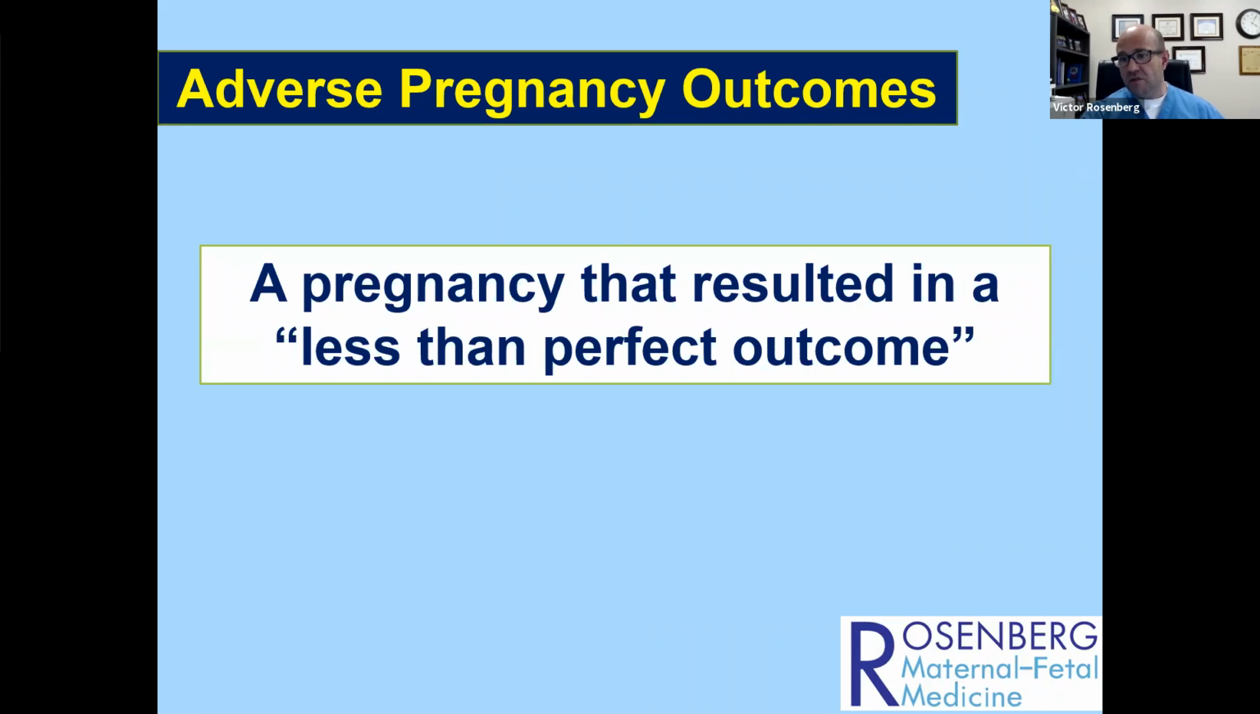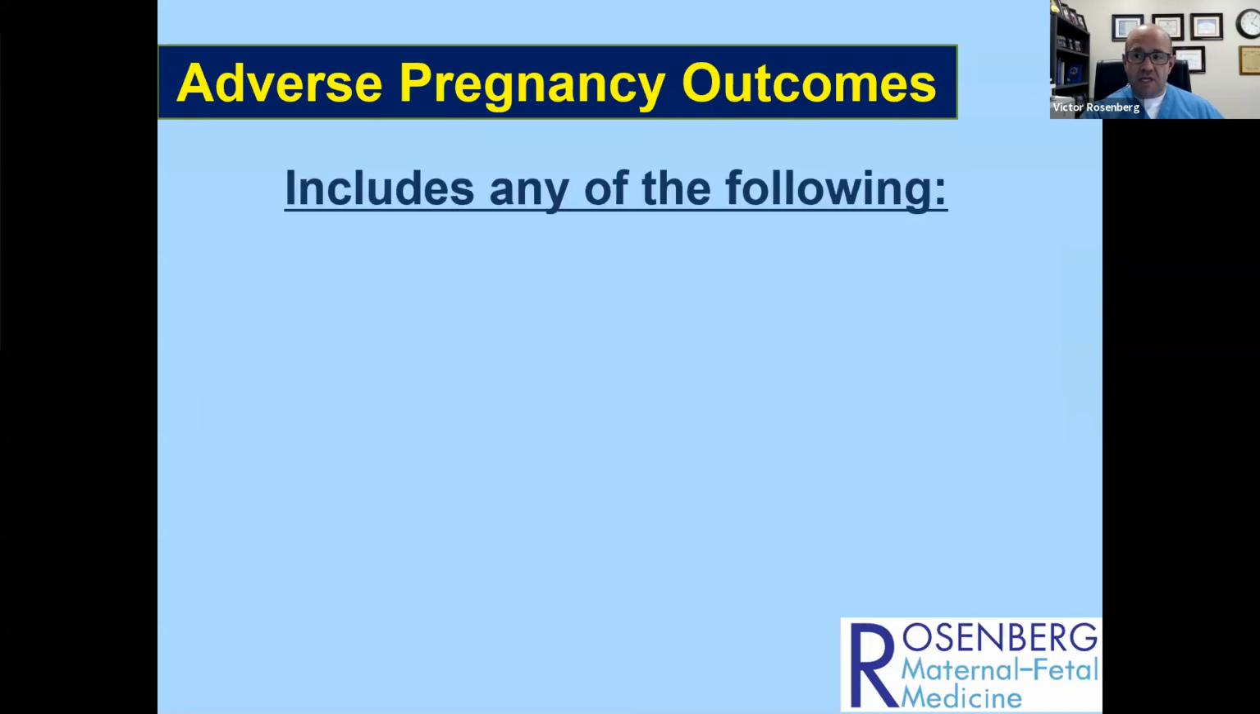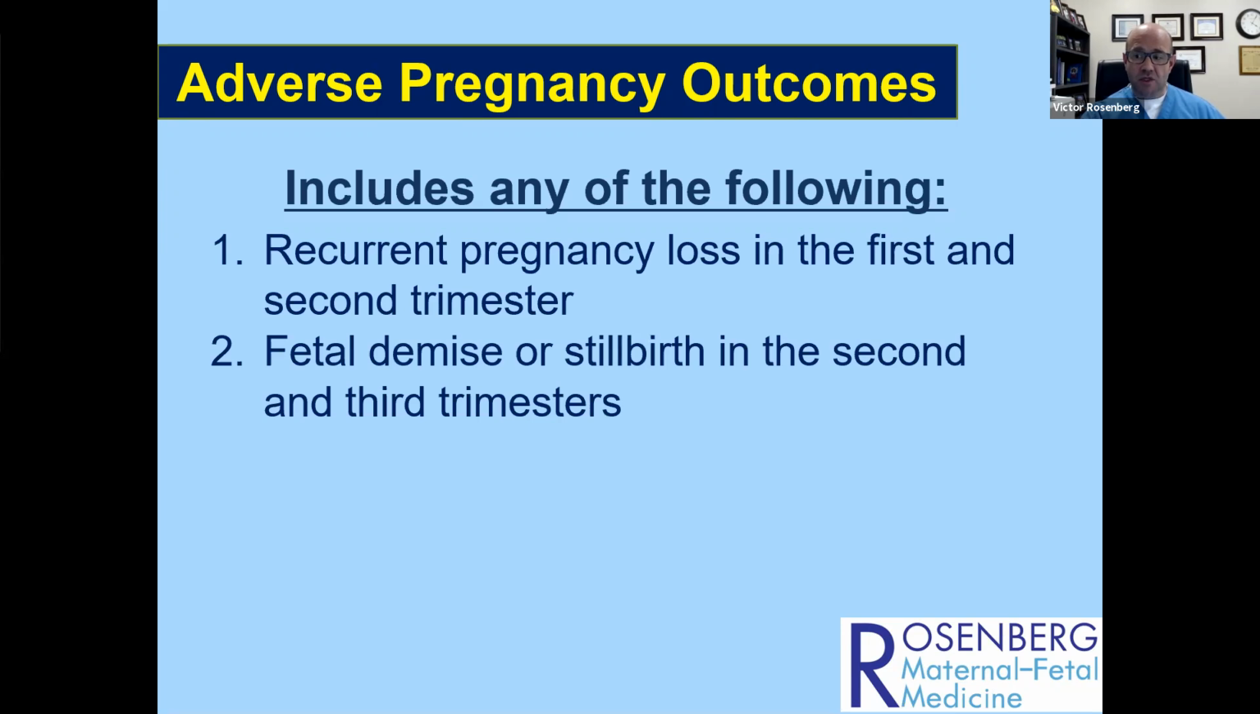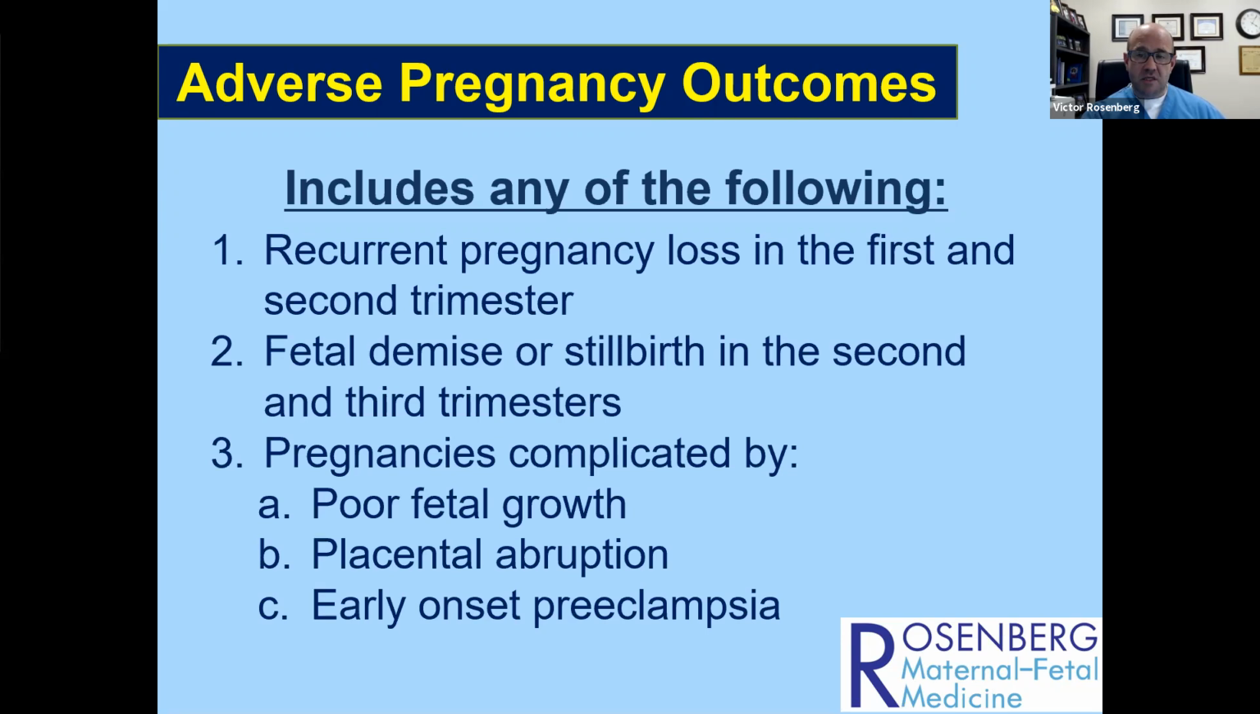So let's start with some basic definitions. How do we define an adverse pregnancy outcome? It is defined as a pregnancy that resulted in what I would call a less than perfect outcome. Adverse pregnancy outcomes include any of the following. They range from recurrent pregnancy loss in the first and second trimester, and we're going to talk a lot more about these two issues; a fetal demise or stillbirth in the second and third trimester; and a pregnancy complicated by poor fetal growth, placental abruption, or a premature separation of the placenta from the wall of the uterus, which can have negative effects on the baby and the pregnancy; and early onset preeclampsia, which is high blood pressure in pregnancy that occurs early on and therefore leads mostly to trouble with the fetus in terms of prematurity and the mother as well.